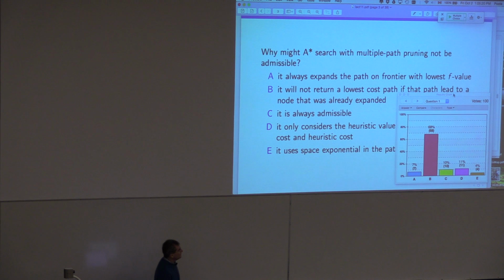The answer is B. It will not return the lowest cost path if that path led to a node that was already expanded. Remember, you might have a lowest cost path, but it got stuck before, and that's why we needed the monotone restriction. Any questions about that? Okay.